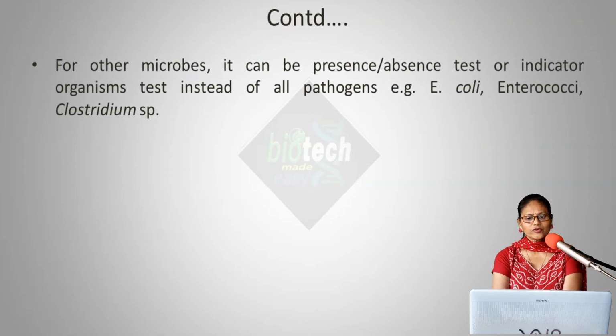And for other microorganisms, most of the time there are many different types of tests. One test is the presence and absence test. That means either that particular microorganism is present or it is absent. Or there may be the indicator organism test also. Here, we do not test for each and every pathogen which may be present in the sample, but we just take the indicator organism and test for that indicator organism. For example, E. coli, Enterococci, Clostridium, etc.